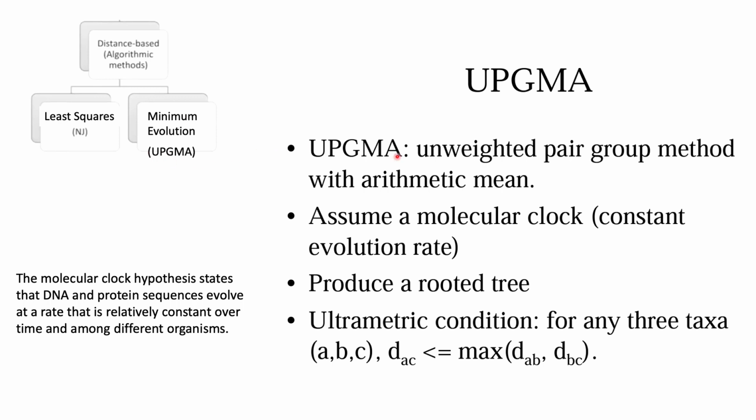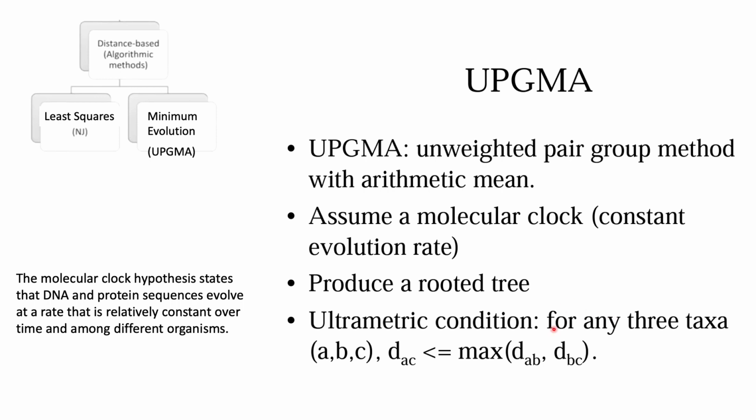So UPGMA is a distance based method used to construct trees based on the minimum evolution method. It is abbreviated as unweighted pair group method with arithmetic mean. It assumes a molecular clock. The molecular clock hypothesis states that DNA and protein sequences evolve at a rate that is relatively constant over time and among different organisms. So this is just similar to the mutation rate, that is the T that we just saw in the previous maximum likelihood method.